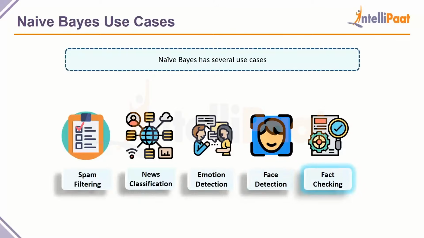Then comes fact checking. Fact-checking websites are few and far between, but many of those use Naive Bayes in order to figure out whether or not some facts given are true, based on the intensity of the words that are being used and whether or not they have some links to other websites. We try to figure out how the fact-checking process goes.